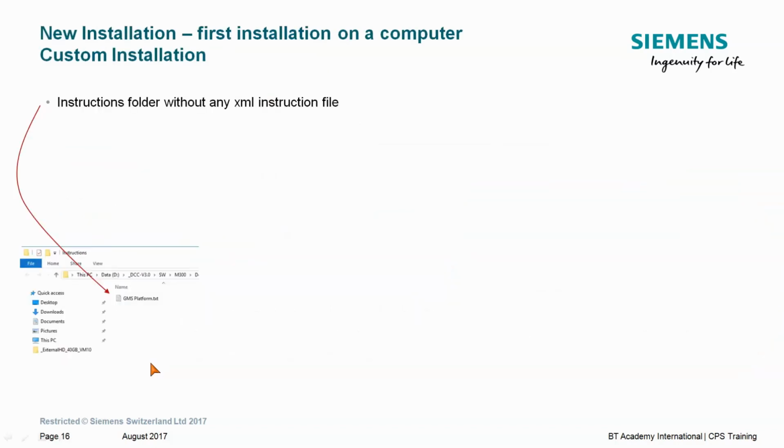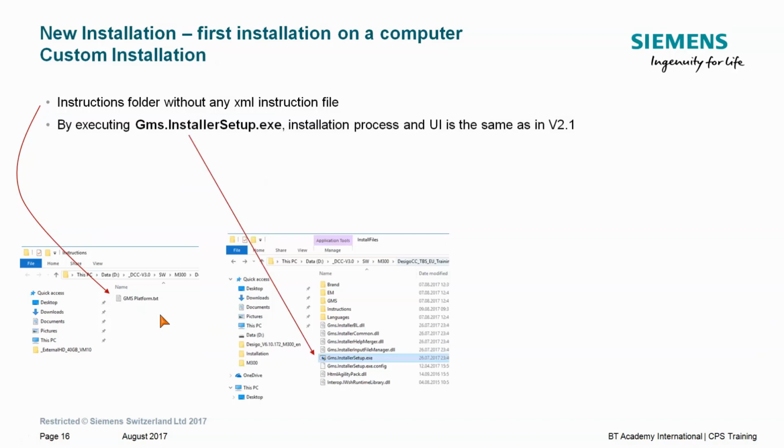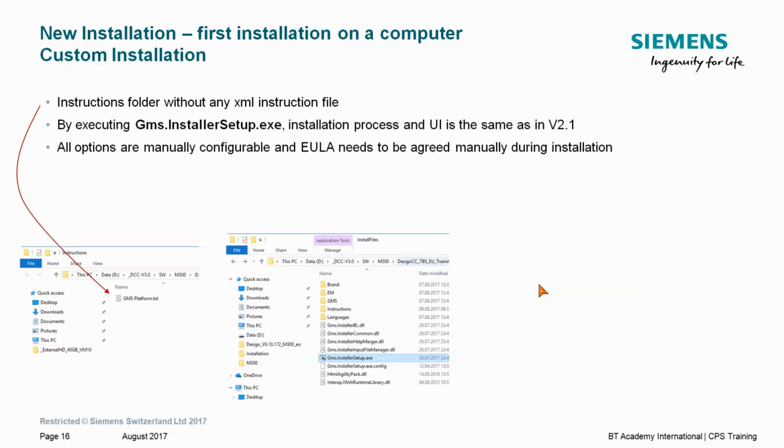So we are coming now to the first point, custom installation. This is a repetition: the instructions folder without any XML instruction files, so the way it is basically delivered by the headquarter. I execute the GMS installer setup exe, and the installation process is the same as in version 2.1. So all options are manually configurable, and the end user license agreement needs to be agreed manually during the installation, as we know it in version 2.1.